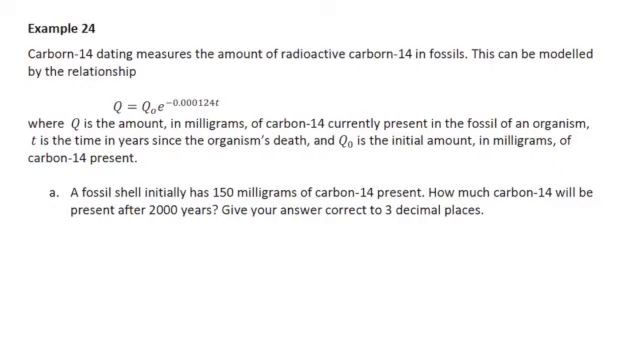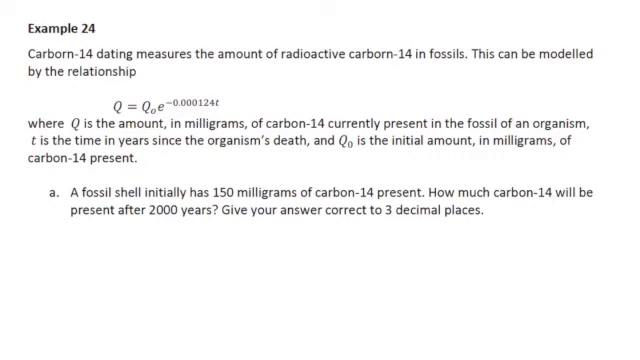Next example, example 24. Carbon-14 dating measures the amount of radioactive carbon-14 in fossils. This can be modeled by this particular relationship, where Q is the amount in milligrams of carbon-14 currently present in the fossil of an organism, and T is the time in years since the organism's death, and Q0 is the initial amount in milligrams of the carbon-14 present. Part A. A fossil shell initially has 150 milligrams of carbon-14 present. How much carbon-14 will be present after 2,000 years? Give your answer correct to 3 decimal places.